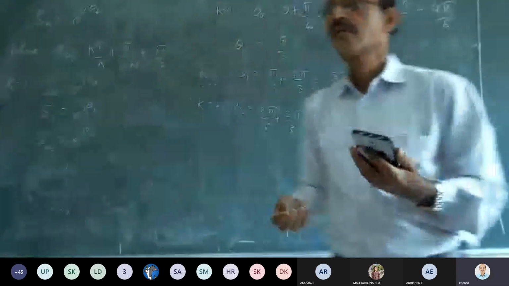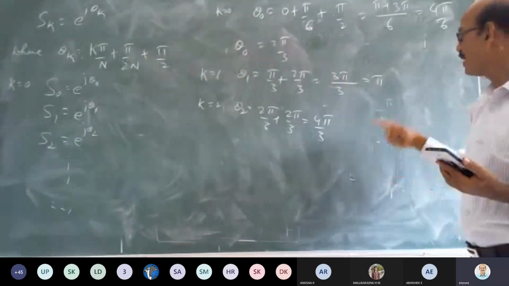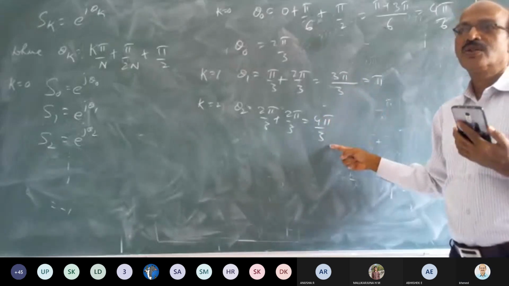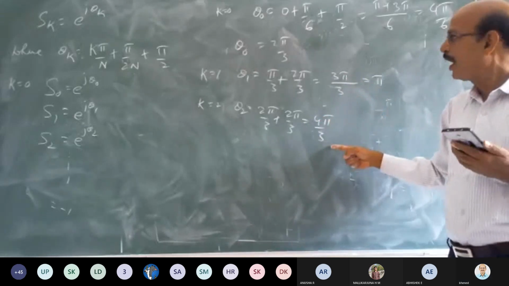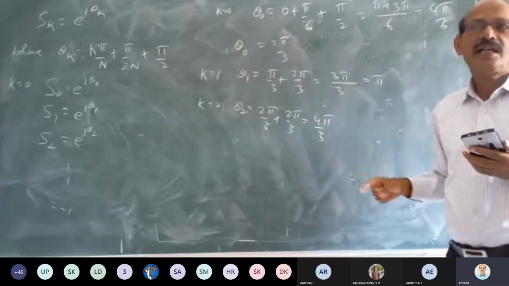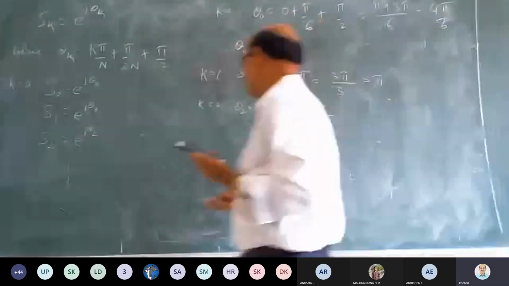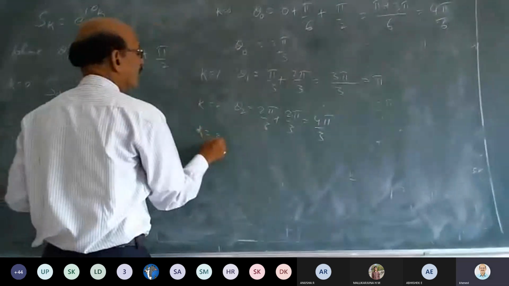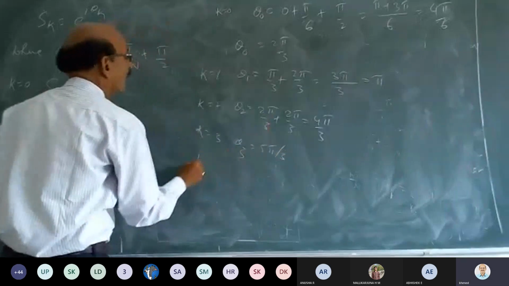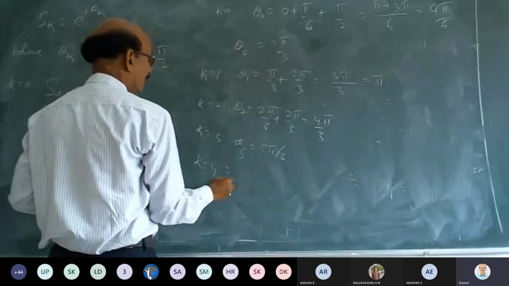Now look at this. The first value is 2 pi by 3, the second value is pi or 3 pi by 3, the next value is 4 pi by 3. So you can imagine the next value: 2 pi by 3, 3 pi by 3, 4 pi by 3, next would be 5 pi by 3, 6 pi by 3, like that. So for k equal to 3, theta 3 is 5 pi by 3, and for k equal to 4, it would be 6 pi by 3.